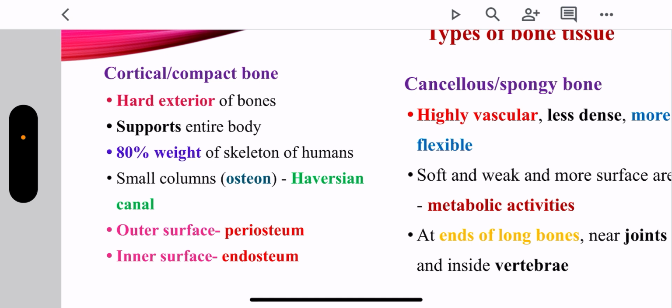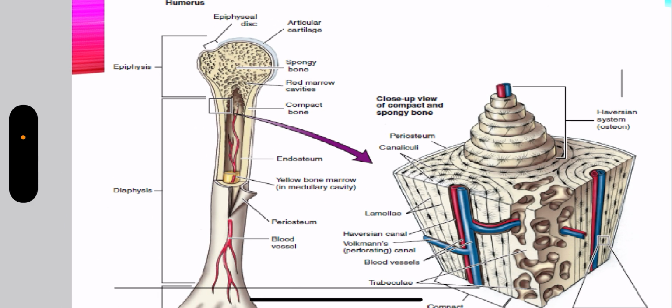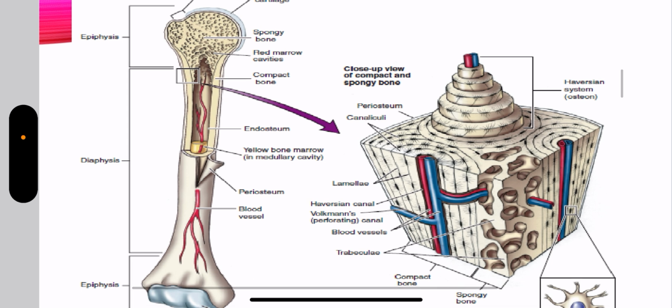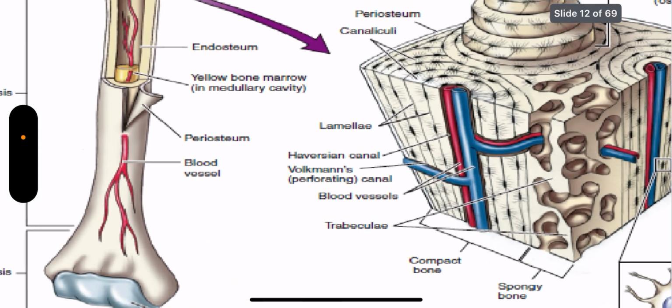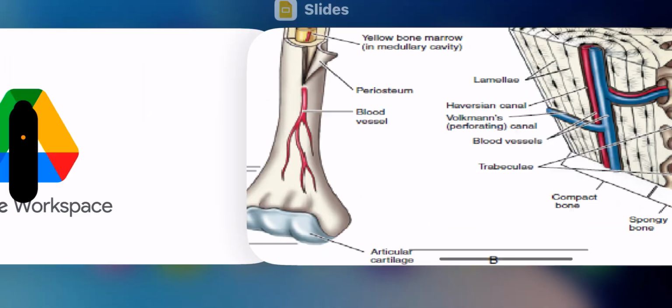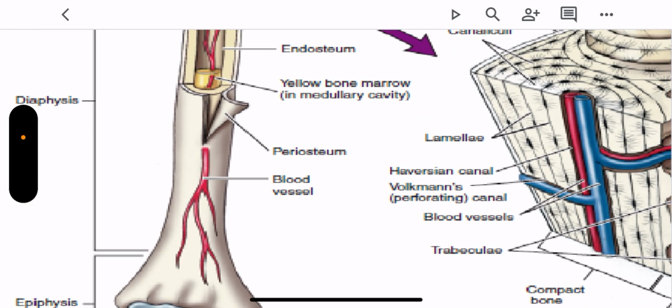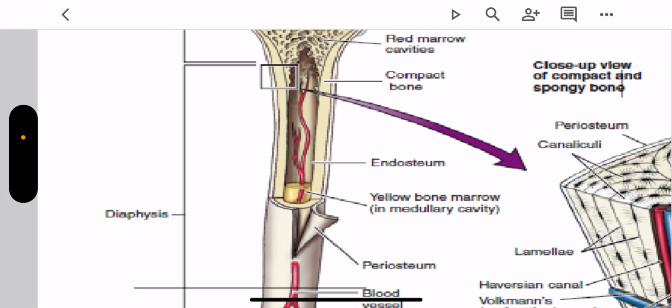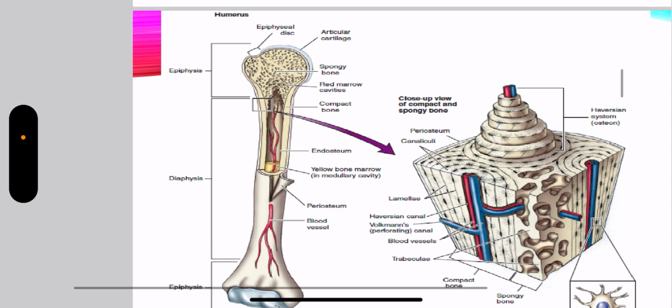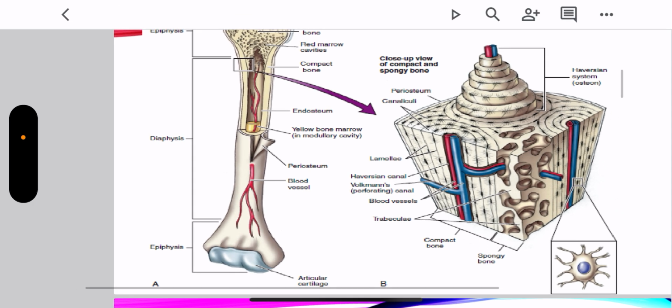And on the outer surface of these cortical bones there is presence of periosteum, and on the inner side there is presence of endosteum. You can see in this figure the Haversian system, osteon, and multiple layers of osteoblasts and osteoclasts. You can see compact bone and the layer of periosteum, the outermost layer, and the inner part is endosteum. You can see the structure of compact bone over here.